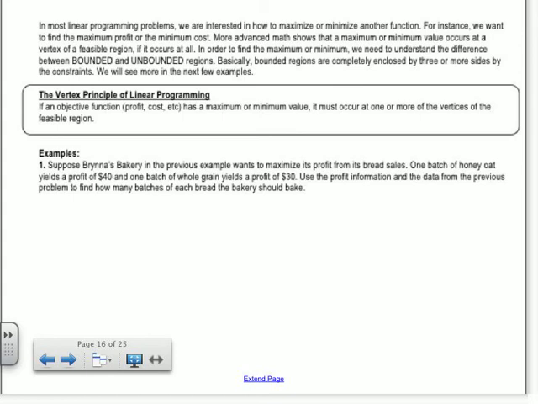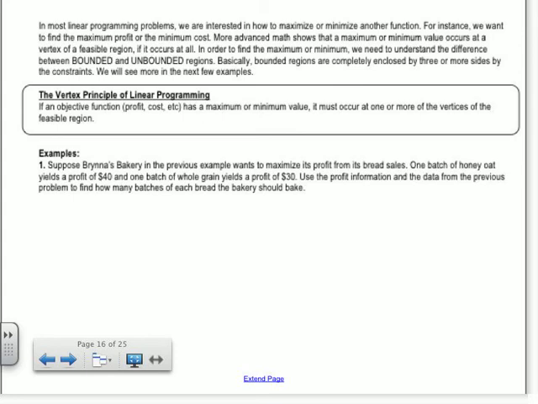Okay, so let's see why this is useful. It says in most linear programming problems, we're interested in how to maximize or minimize another function. We use these all the time in real life problems. We're always talking about how to maximize profit or minimize cost or something like that. If you use calculus to prove this, it says more advanced math shows that the maximum and minimum value occurs at a vertex of a feasible region.